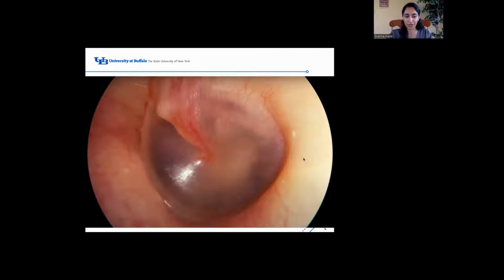It's okay if you don't. So this would be considered a pearly gray translucent membrane. Normally you want to be able to see slightly through it to some of the structures in the middle ear, and there shouldn't be any perforations there.